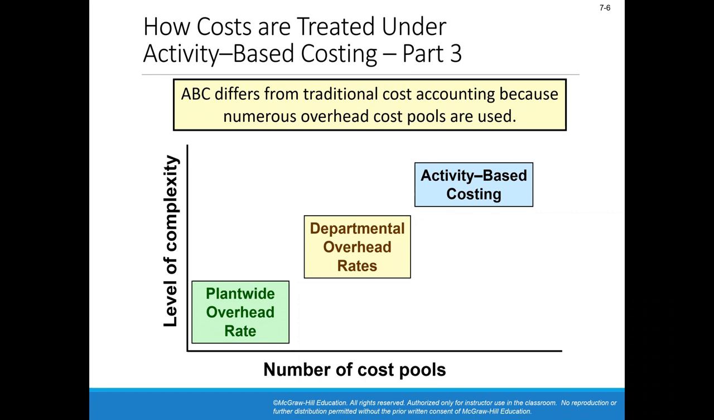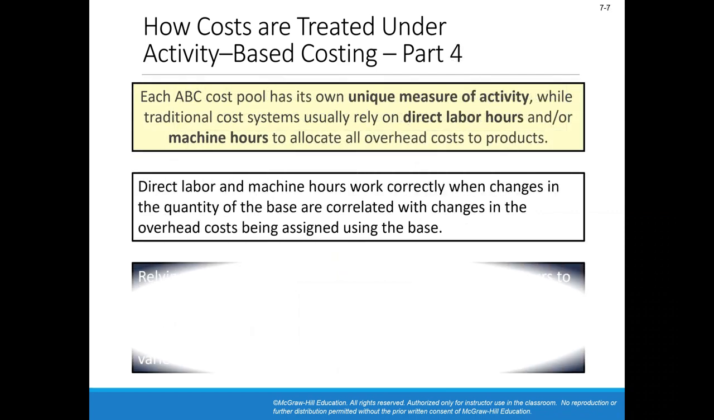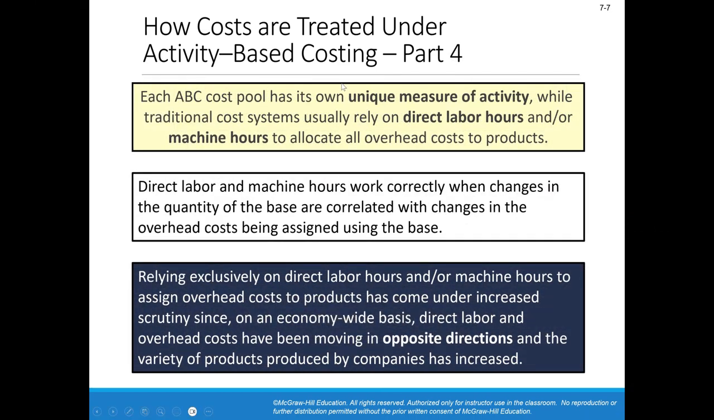We have numerous overhead pools. So we're really trying to separate and go, okay, what does it cost to make an equipment change? And we want to make sure we assign equipment changes to products that require equipment changes. Each ABC pool has its own unique measure of activity, while tradition relies on direct labor hours and or machine hours to allocate this. Direct labor and machine hours work correctly when changes in the quantity of the base are correlated with changes in the overhead cost being assigned using the base.